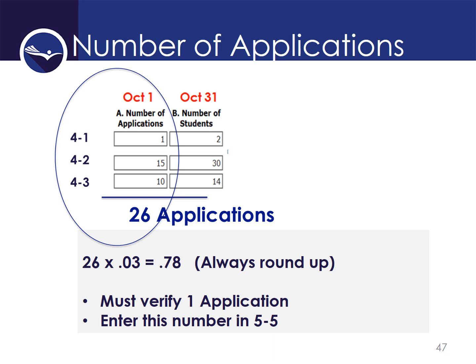Based on the number of applications reported in column A, you must add these numbers up and multiply by 3% to determine the number of applications to verify. You then enter this number in question 5-5.